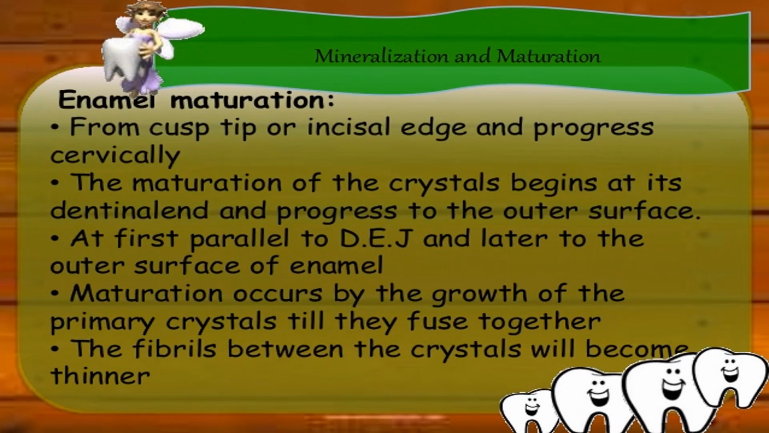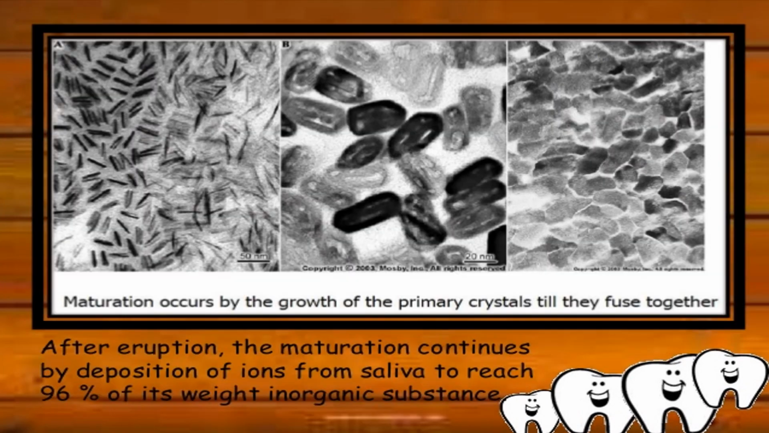Enamel maturation occurs from the cusp tip or incisor edge and progresses cervically. The maturation of the crystal begins at its dentinal end and progresses to the outer surface, at first parallel to the dentin enamel junction and later to the outer surface of enamel. Maturation occurs by growth of the primary crystals till they fuse together. The fibrils between the crystals will become thinner. After eruption, the maturation continues by deposition of ions from saliva to reach 96% of its weight in inorganic substance.